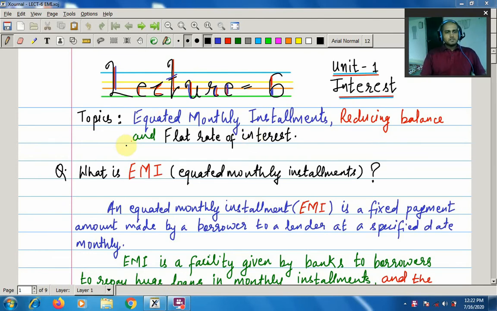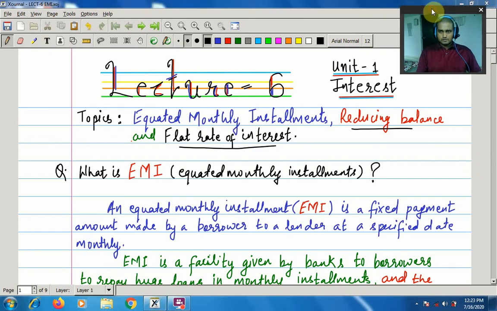So the topics we are going to study in this lecture is equated monthly installments, that's EMI, and EMI calculated on reducing balance rate of interest and flat rate of interest. So these are the two different methods of finding EMI, equated monthly installments. So let's begin this lecture.